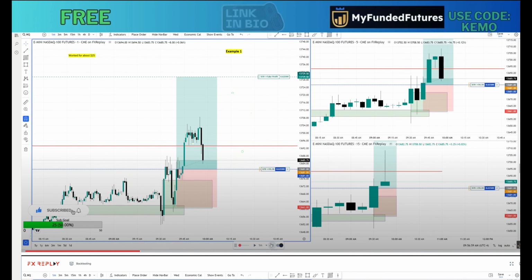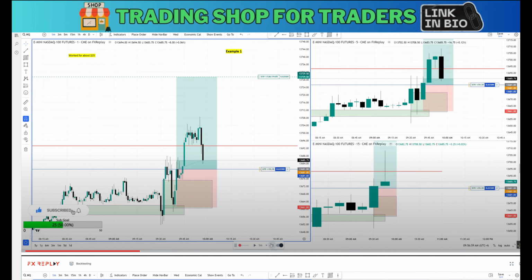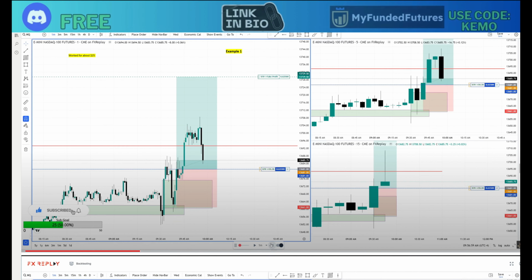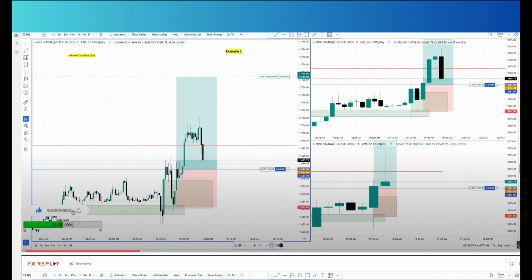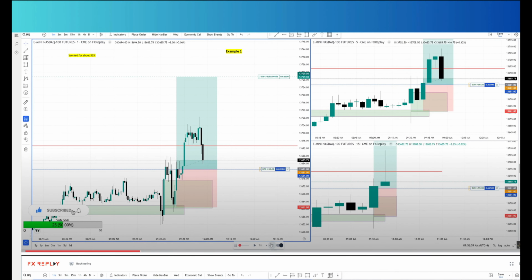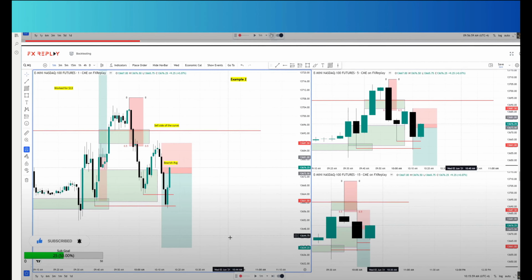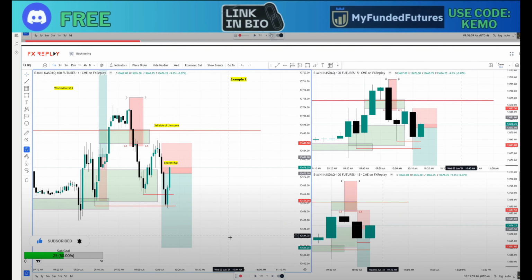So example number one here is an example of a working setup. It did work for about $25. There's not too much to talk about here, so I'm going to ignore that setup and focus on trades that actually failed.